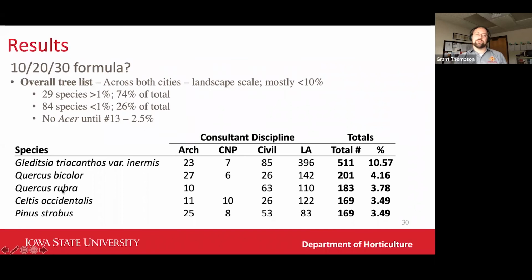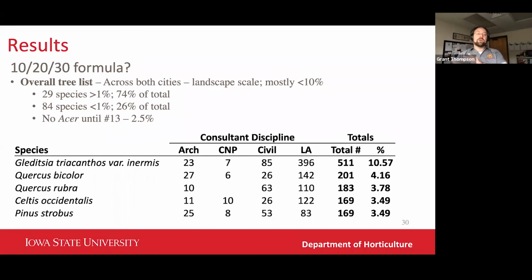They came in at number 2 and number 3, most specified, well under that 10-20-30. So across the entire plant list, we don't see a whole lot of problems here. And it's interesting for us that Acer came in at number 13 at only 2.5%. And again, when we looked at this, it's within the data set of these specified planting plans.